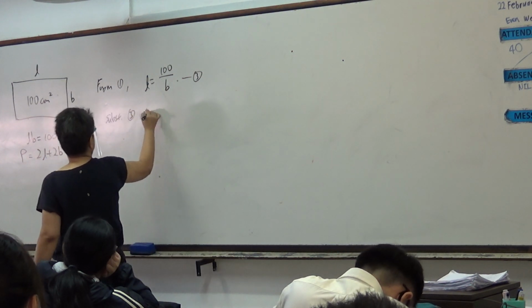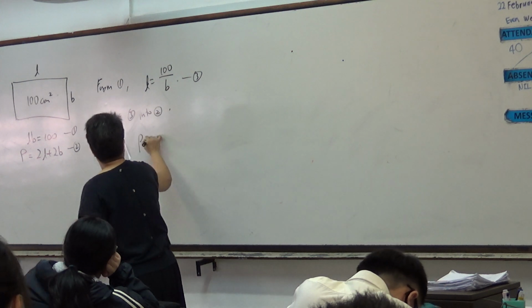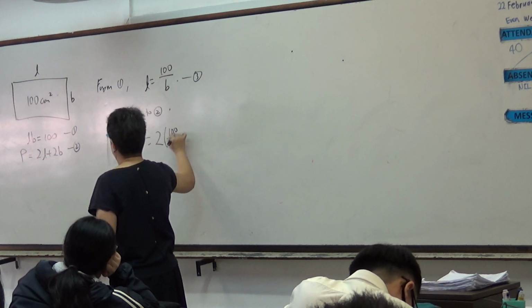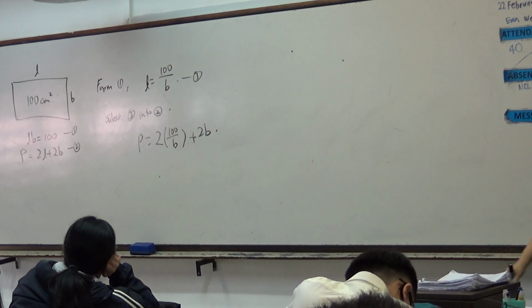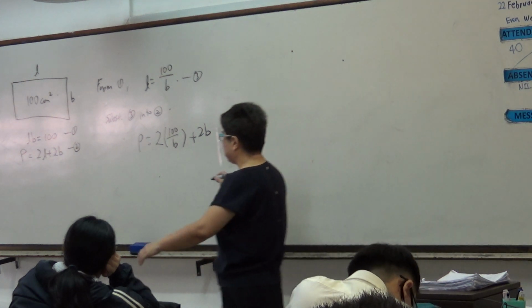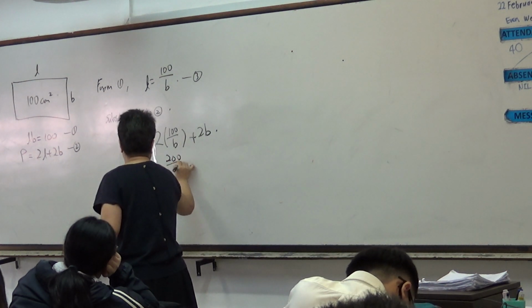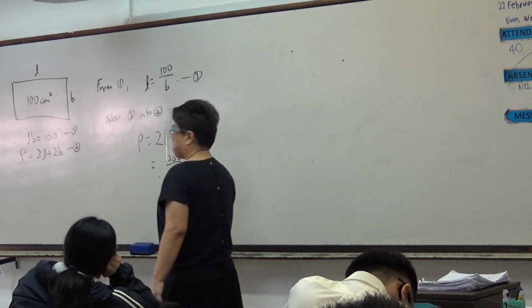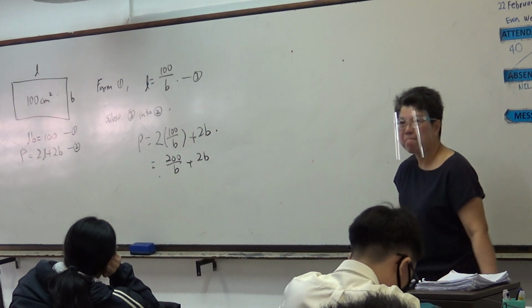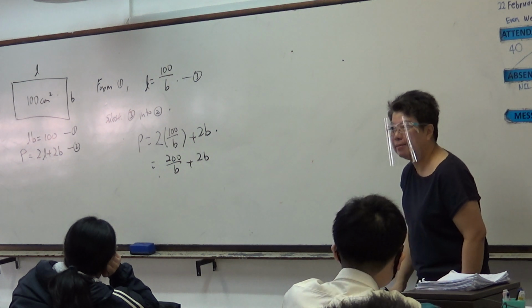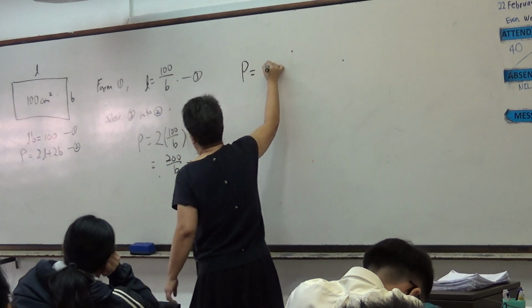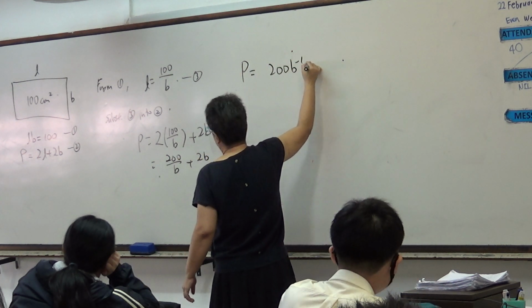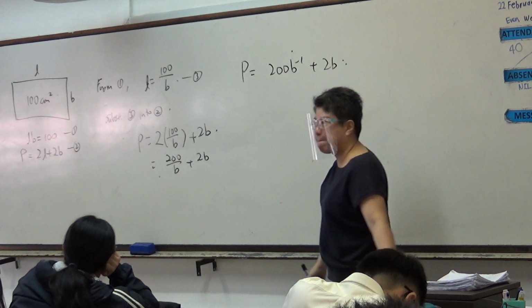Substitute 3 into 2. What do I get? Agree, class? Okay, I expand out, what do I get? 200 over B plus 2B, right? Correct now, class? Now, the perimeter is 200B^-1 plus 2B, right?